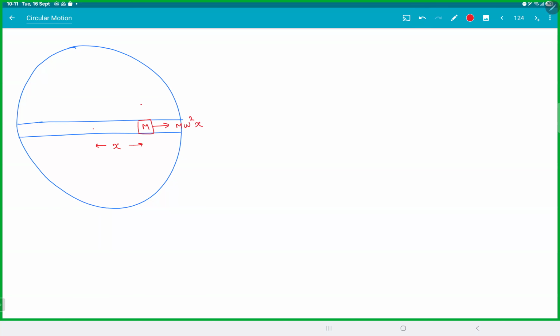M omega square x, that's your centrifugal force. We have done this part. So the centrifugal force is dragging you out, which is equal to mass into A. So A is equal to omega square x. This is v dv by dx is equal to omega square x. Clear?